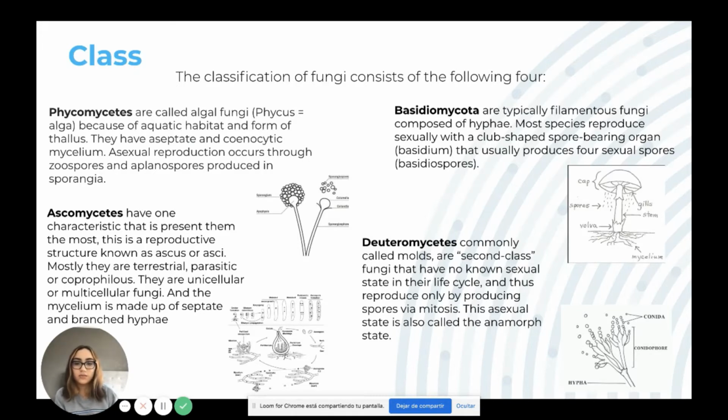And now the last one, the fourth class of fungi, is called the Deuteromycetes. These are commonly called molds. They are like second-class fungi. They have no known sexual state in their life because they reproduce via mitosis. And this asexual state is also called the anamorph state.